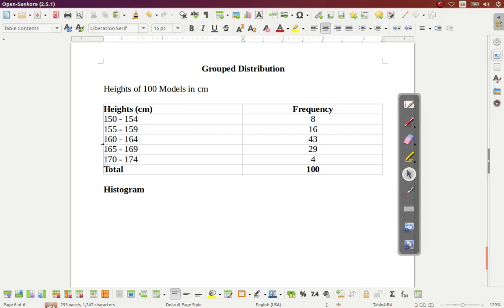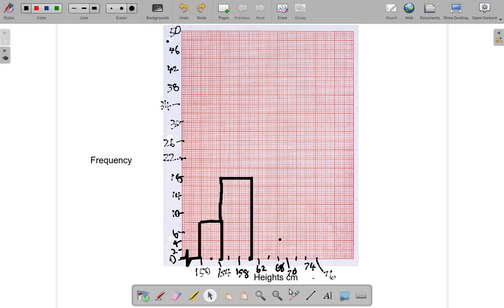Then you have 160 to 164. 43. This is 42, 43. This height to 164. You draw the line just to the right of 164 and go across.